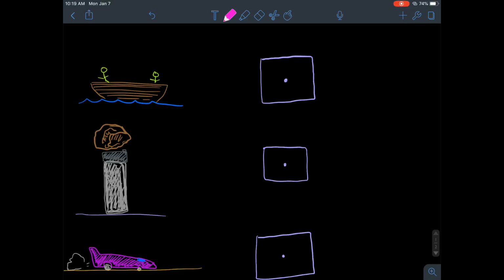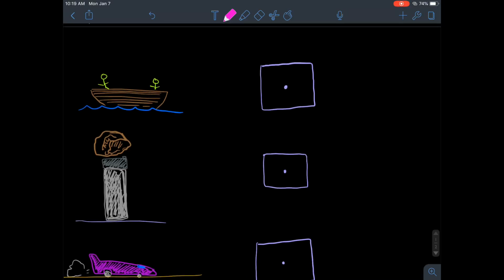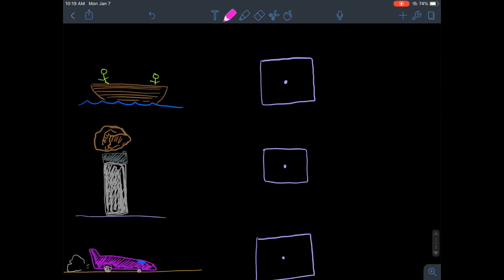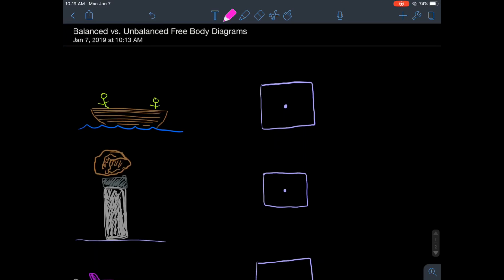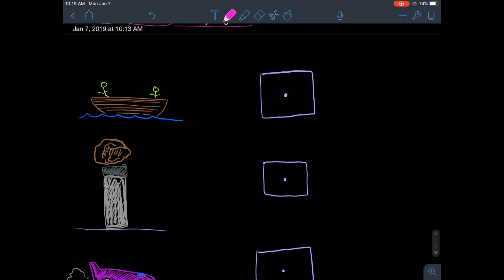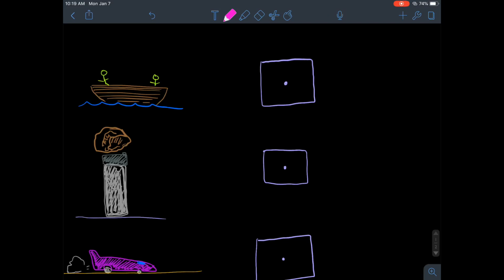Welcome back. And now we're going to learn about some balanced and unbalanced free body diagrams. So in Newton's three laws of motion, you were starting to see how I was able to use free body diagrams to show different types of motion and also to illustrate the forces acting on an object. So what we're going to be learning about here is the difference between a balanced and an unbalanced free body diagram. So we already learned about how to draw a free body diagram, so let's look at what this means if something is balanced or unbalanced.